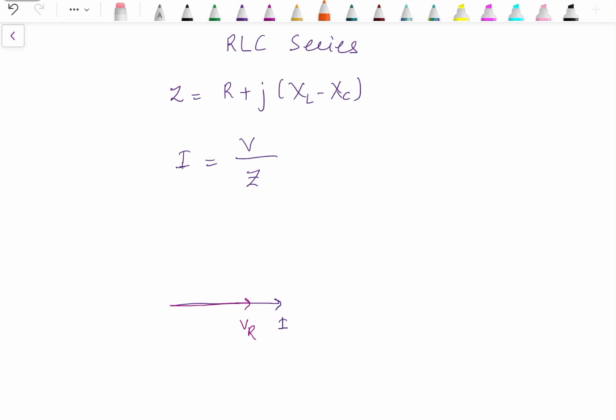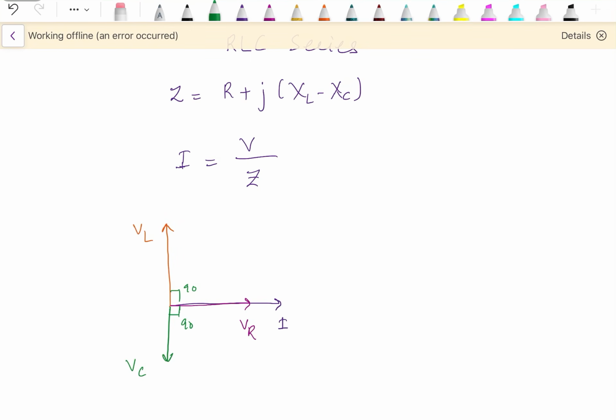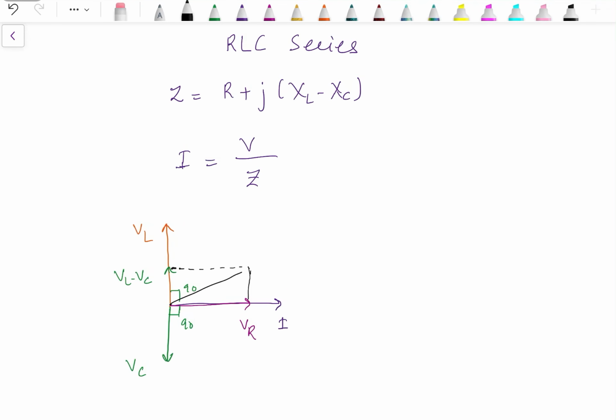Voltage across the inductor leads the current by 90 degree. Voltage across the capacitor lags behind the current by 90 degree. VL and VC, their resultant will be either in upward direction or downward direction depending upon which one is more. Let's say if VL is more than VC, then the resultant is in direction of VL minus VC, and resultant of VL minus VC and VR is supply voltage and this angle phi. Now current lags behind the voltage, so this is a lagging power factor case.